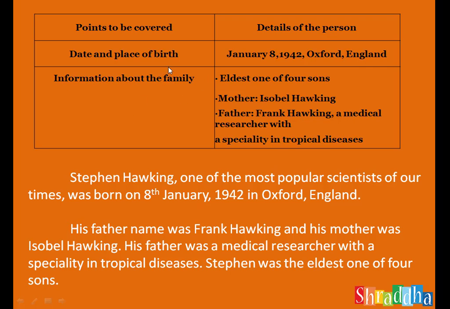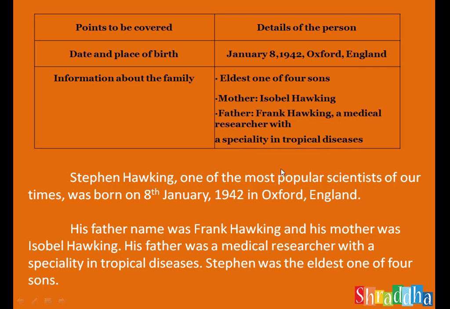Next, information about his family. These are the family details of Stephen Hawking. He was the eldest one of 4 sons to his parents. His mother's name is Isabel Hawking. His father's name is Frank Hawking. The profession of his father is a medical researcher with a specialty in tropical diseases.